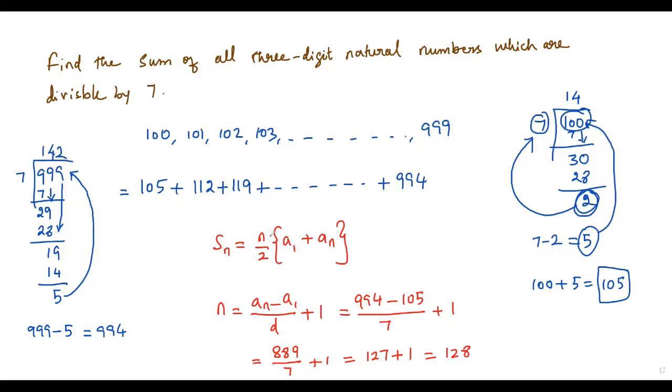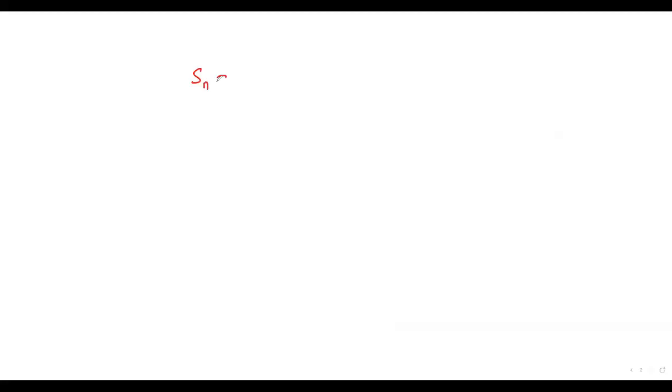Okay, now we have to plug in n equal to 128, a1 equal to 105, and an equal to 994, and we have to evaluate it. Okay, let me do this one on the next page. So let me write the formula again. Sn is equal to n over 2 times (a1 + an). So here n is 128 over 2, and a1 is 105, plus an is 994 for the last term.